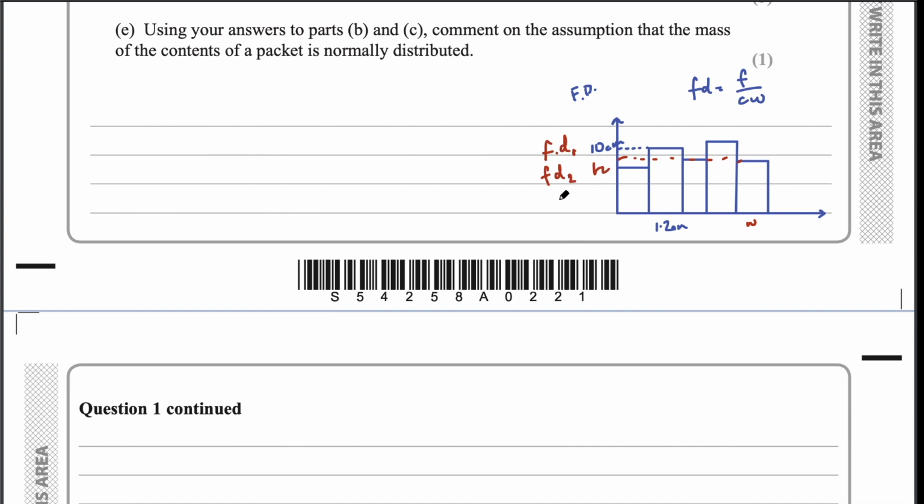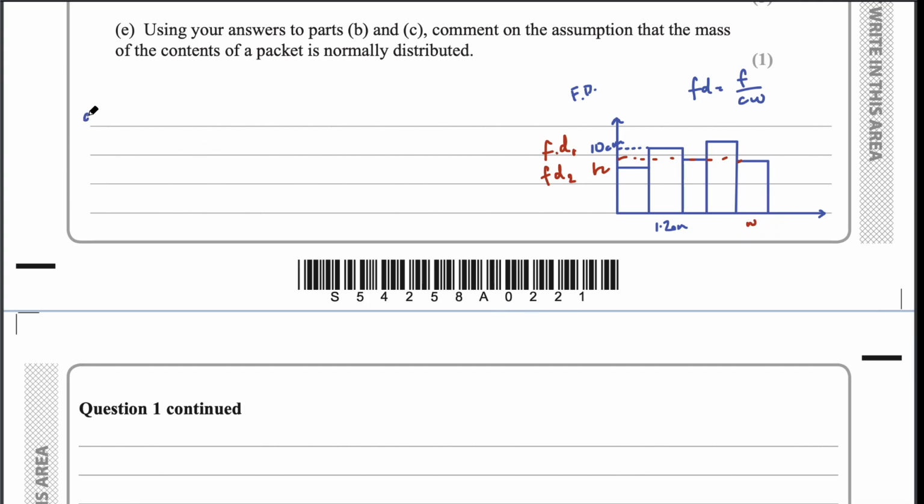Okay, so the ratio of these frequency densities will be the same as the ratio of the heights of those bars, because those distances are the same between the frequency densities and the heights. Those ratios will be the same. So that's how we're going to find the height of that bar. The width is going to be slightly easier, and we'll do that next.